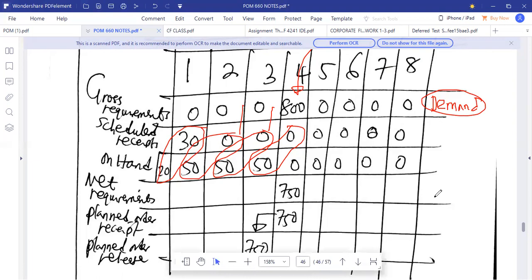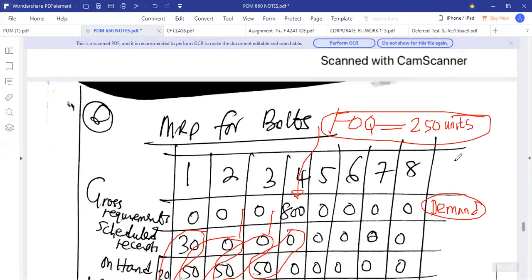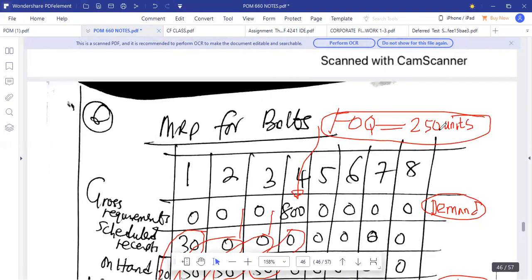So what is our FOQ? The fixed order quantity is 250 units. If you order 250 units, it won't be enough for us to meet the net requirement, the shortage of 750 units. So you can order 3 batches of 250. That's why the 750 came about. The fixed order quantity is 250 units, but you can order 3 batches of that.